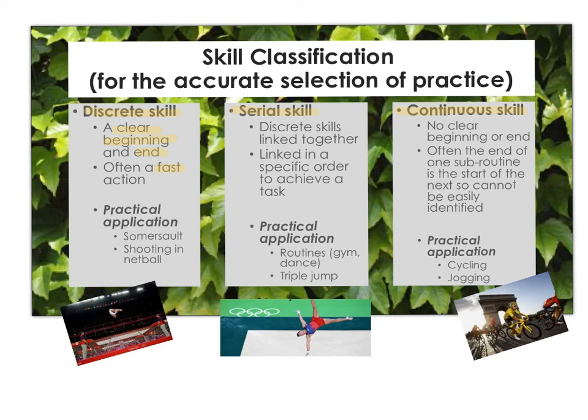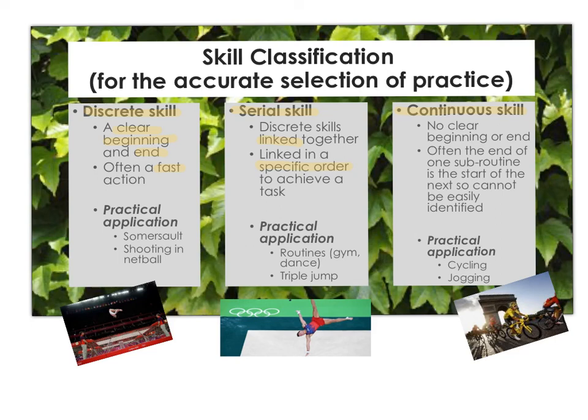Serial skills are discrete skills linked together. So a somersault followed by a handstand, followed by a forward roll, followed by a jump. Each skill in itself is a discrete skill, but linked together it's a serial skill. Examples of those would be routines such as gym and dance routines and triple jump. You've got the run up, the hop, the step and the landing.